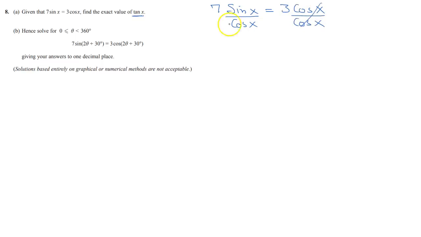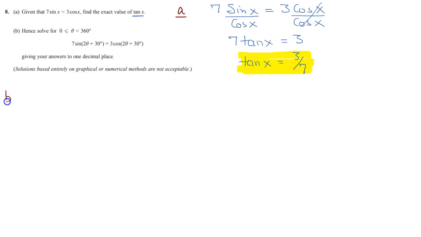The cos and cos cancel, so 7 sin over cos is tan x, which is equal to 3. So tan x is equal to 3 over 7, and this is the exact value of tan x. This is the answer of the first part. You need not simplify it or find x equals tan inverse up to this level. This was part A.